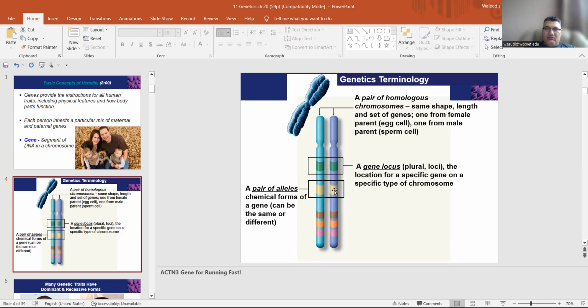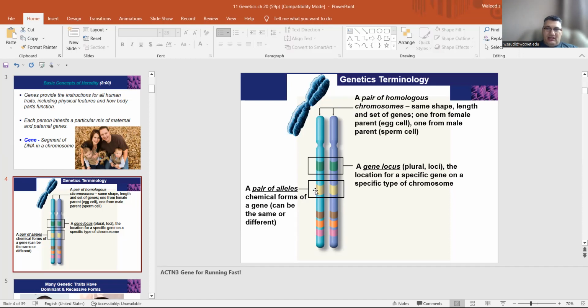Does it have to be the same? No, this is coming from the mom, this is coming from the dad. So maybe this is yellow and this is yellow. This allele is a chemical form of a gene for yellow hair. And this allele is a chemical form of a gene for yellow hair. Maybe this is for black and this is yellow. Maybe it's brown and brown, black and brown, whatever it is. It's different things. It can be different, it can be the same. This is not our issue.